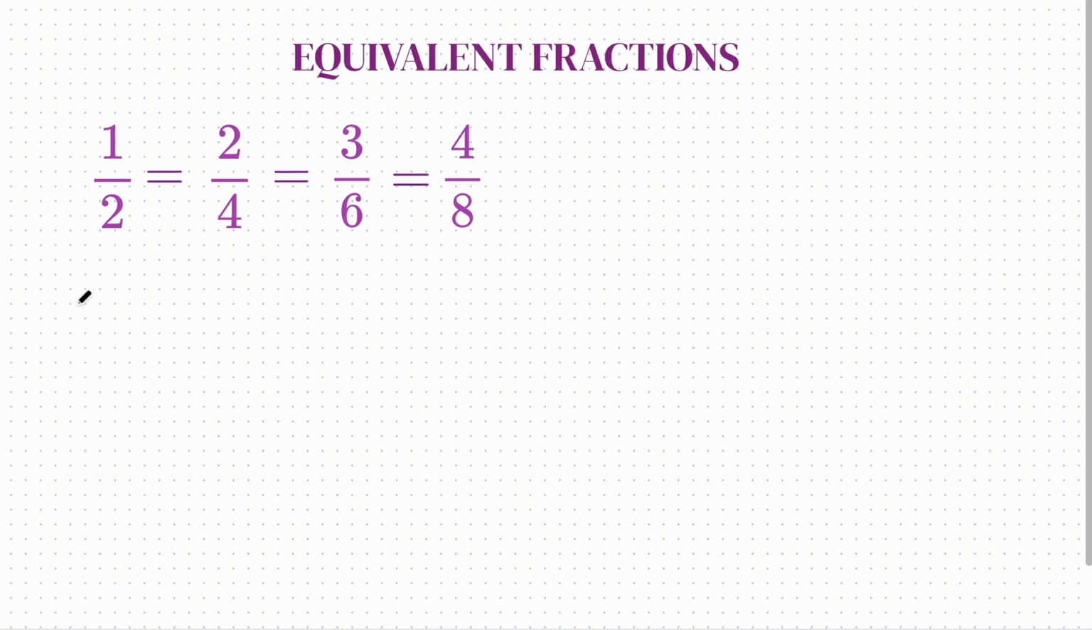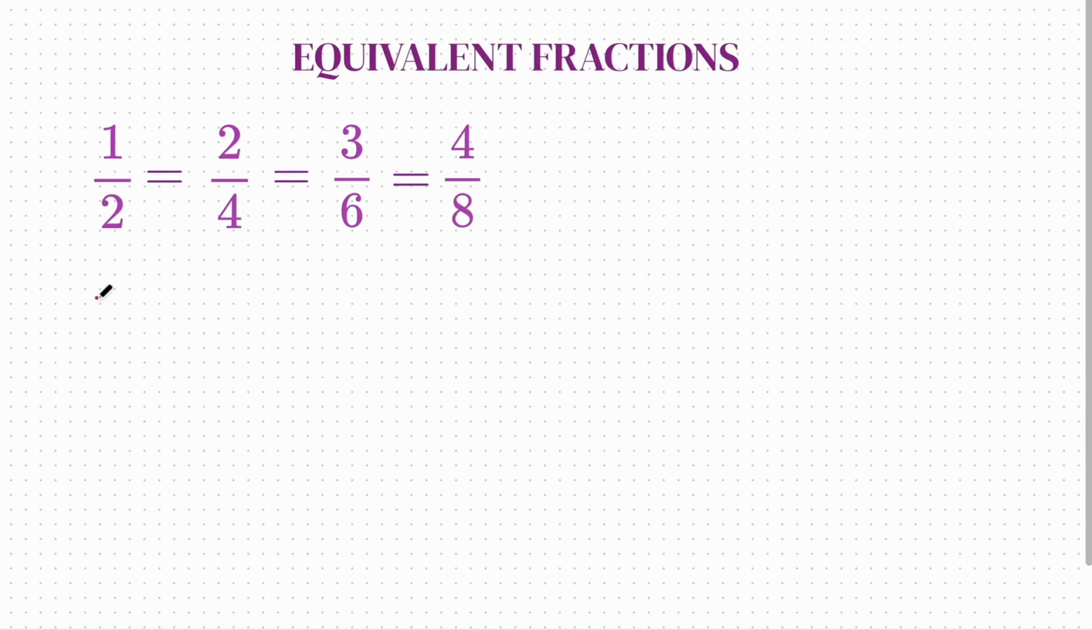Say we were asked to find an equivalent fraction for 3 over 9. Remember, we identify our common factor first, and our common factor here would be 3. So we're going to divide both our numerator and denominator by 3. 3 divided by 3 is equal to 1, and 9 divided by 3 is equal to 3. So an equivalent fraction for 3 over 9 would be 1 over 3.